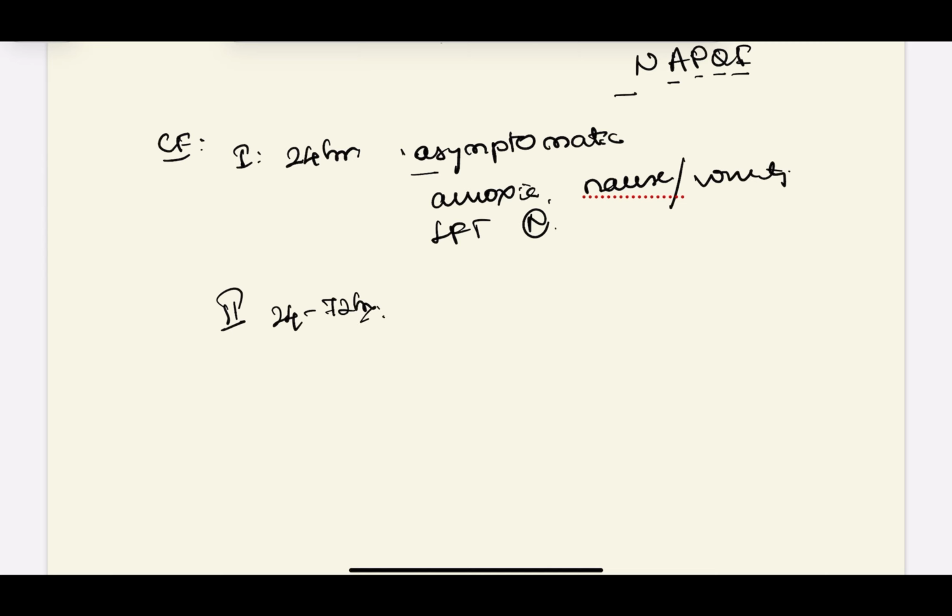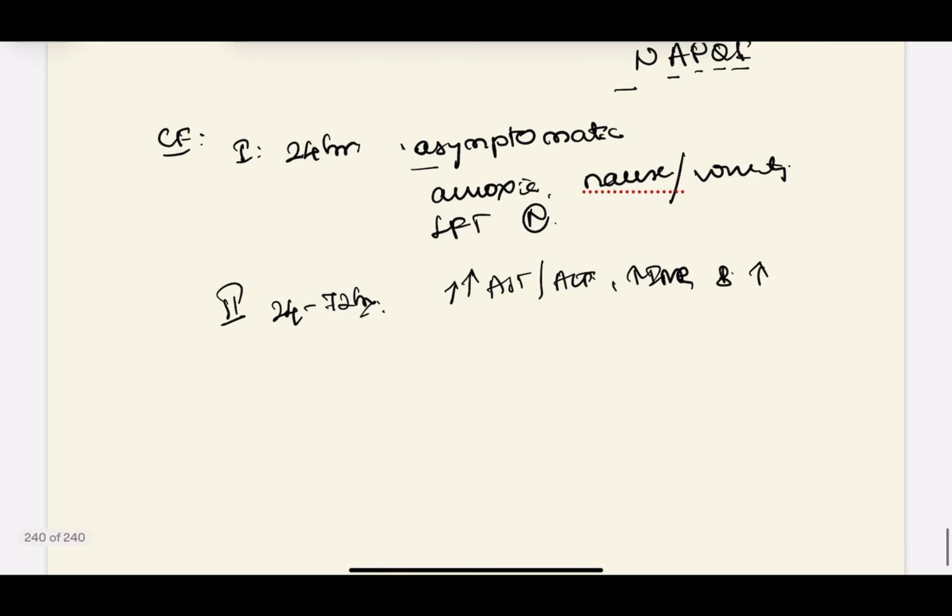Stage 2 is the liver injury stage, lasting 24 to 72 hours. Here you will see increasing AST and ALT, and liver function will be altered. Your INR will start increasing, and your bilirubin will increase. They may have right upper quadrant pain and tenderness. Basically liver injury starts and peaks in this second stage, so this is called the stage of liver injury.